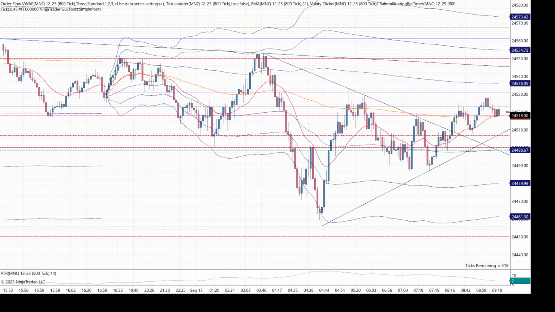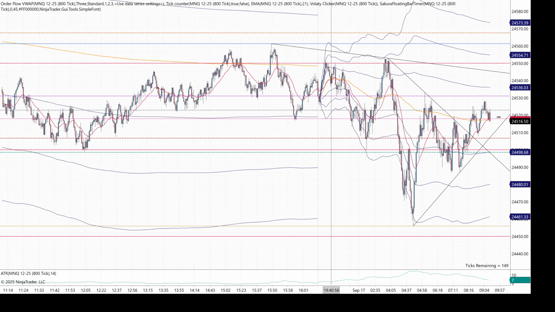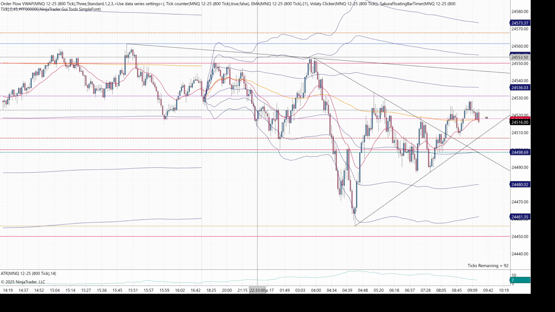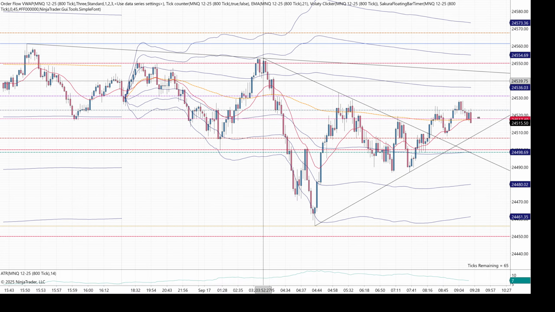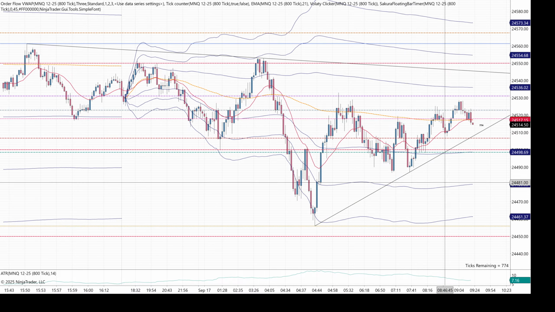Make sure everything is good. Okay. All right, we are in a bigger wedge. Right now we have this upward trend right here. We did break this more immediate downward trend line, but we've still got this bigger downward trend line here.